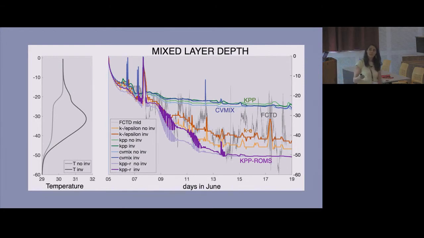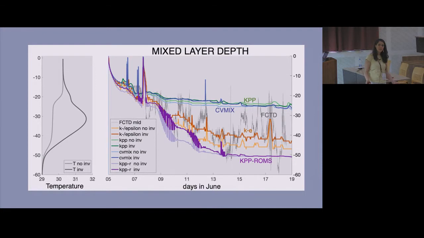Right. So let me label. This is KPP, and this is CVMix. And then the purple is KPP, but this is the one that's implemented in ROMS, so it has a slightly different definition for how it defines its boundary layer depth. And I've also included the FAST-CTT data in gray in the background.